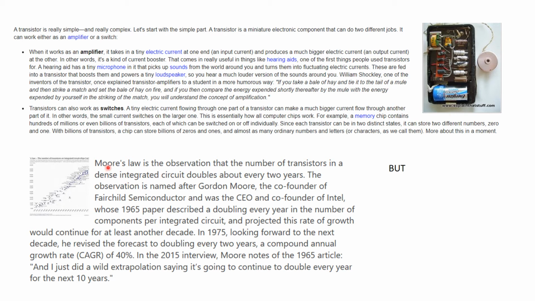Anyway, Moore at Intel developed an observation that the number of transistors in a dense integrated circuit doubles every 2 years. And this is a very famous thing, and when you think about that, that makes things cheaper and cheaper and faster.